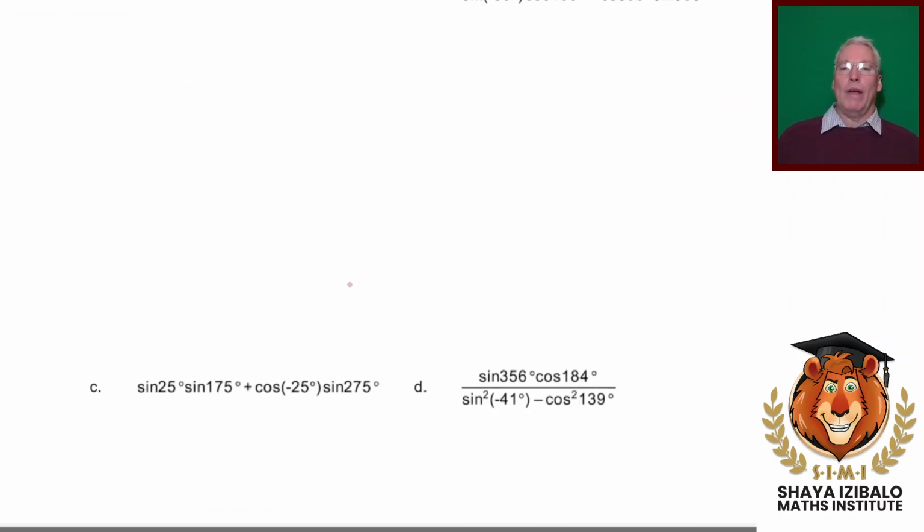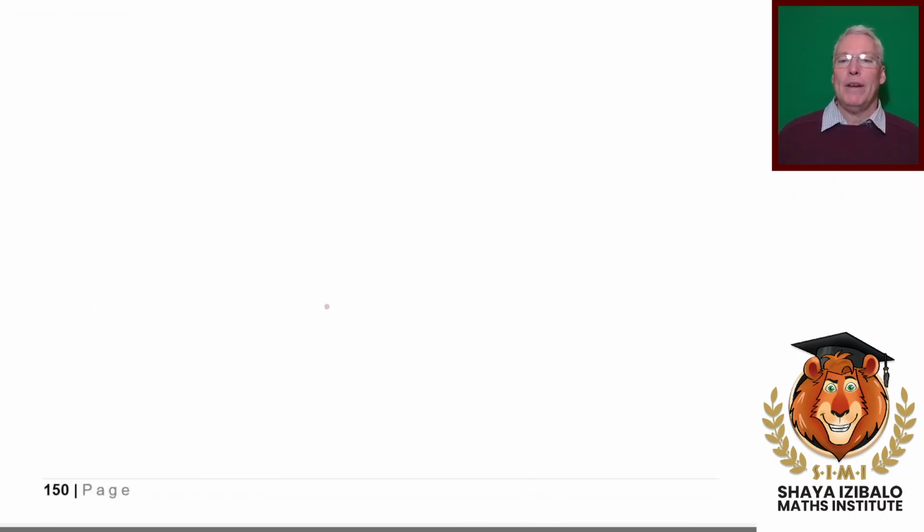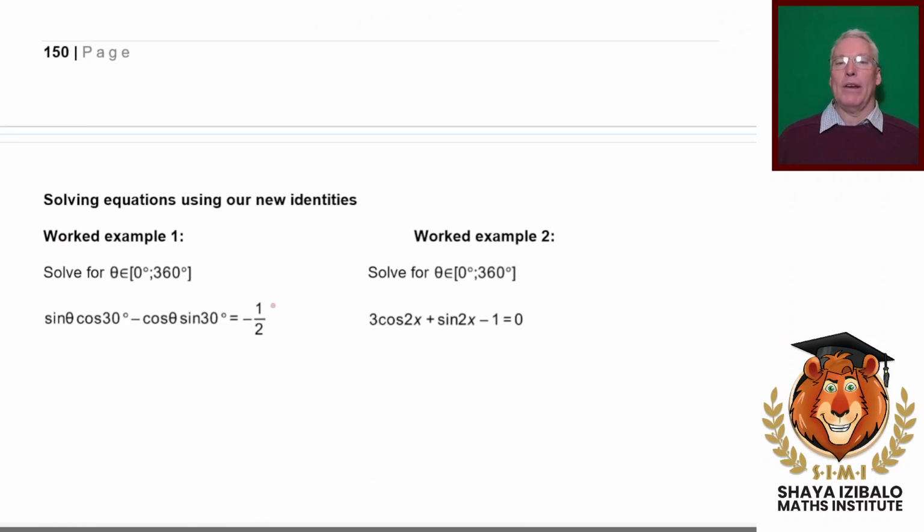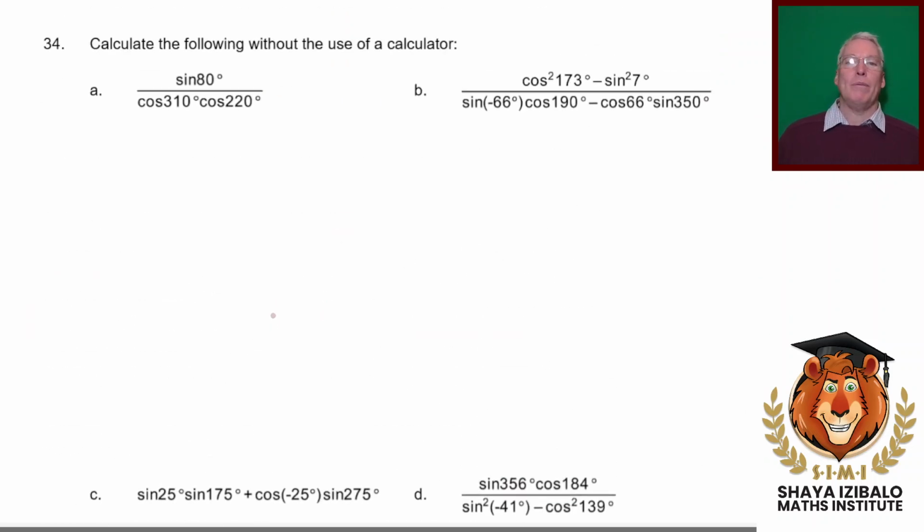Right, before the next lesson, try these next questions. They all involve double angle and compound angle stuff, and then we're going to look at some equations as well. Try as many of these questions as you can. We'll talk about them next time.